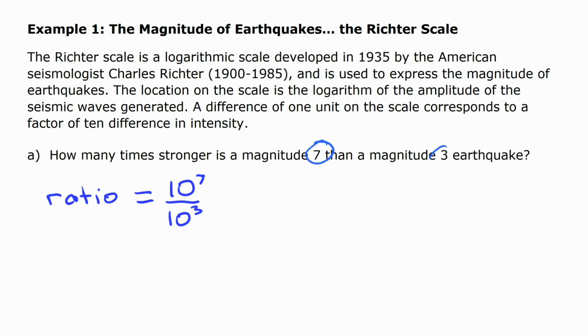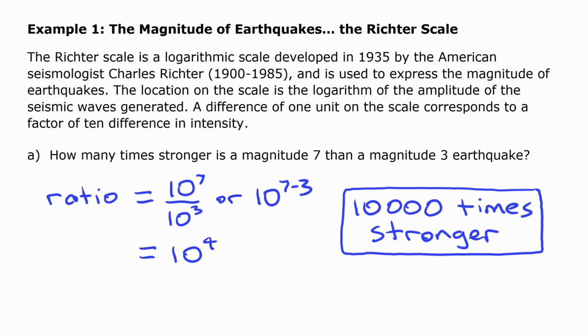This is the place on the scale, but the actual number representing how intense the earthquake is: 10 to the 7 and 10 to the 3. And we can write that instead as 10 to the 7 minus 3, of course, using exponent rules. And then, of course, you can simplify that to 10 to the 4th, which is, of course, 10,000. It's 10,000 times stronger. Magnitude 7 is 10,000 times stronger than a magnitude 3 earthquake.